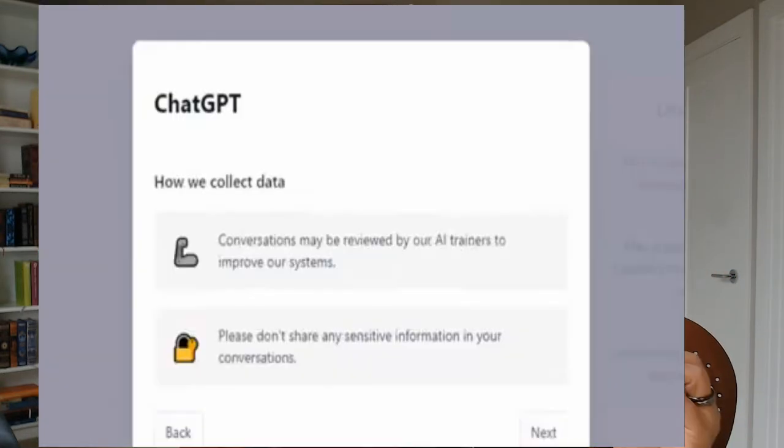So I'm going to click next. Conversations may be viewed by our AI trainers. I would expect that. Please don't share any sensitive information in your conversations. Also very important, this can go into a wide database. If you use this, know it can be used to generate other things. So it is a cautionary thing. Next thing, and we'd love your feedback. Okay, well, I will think about that.